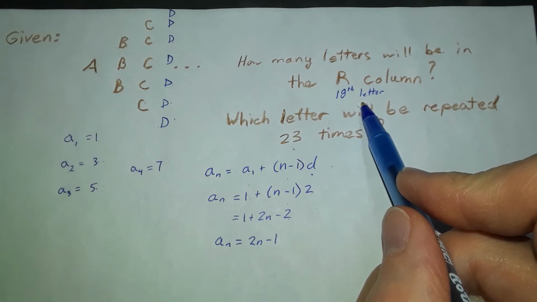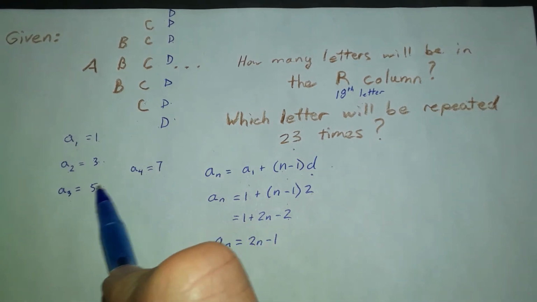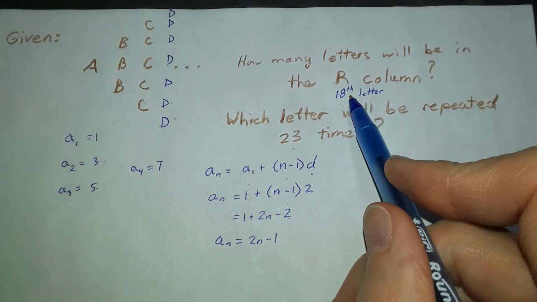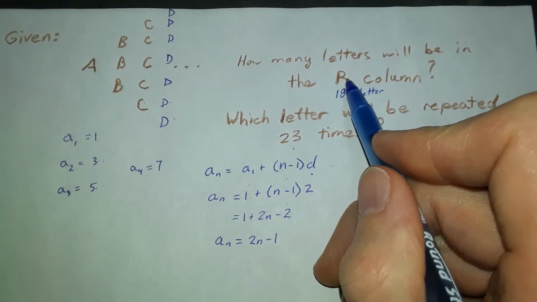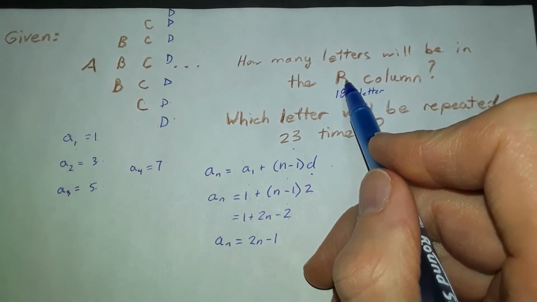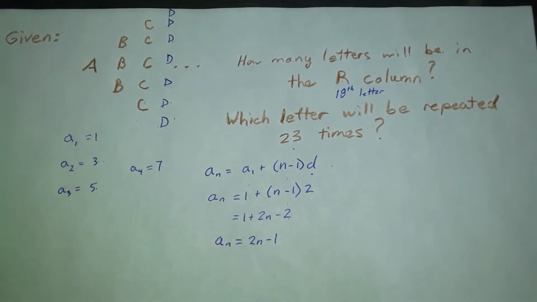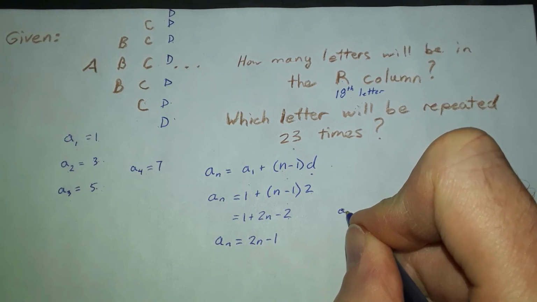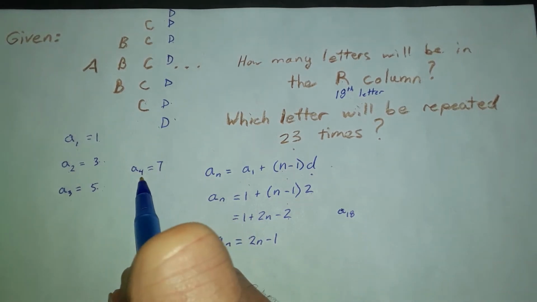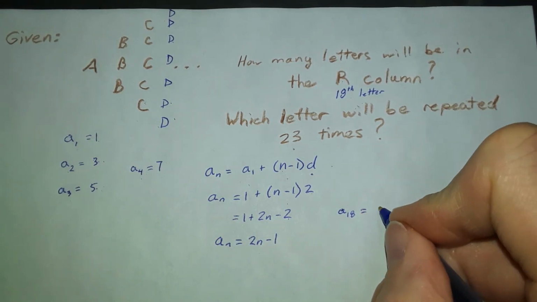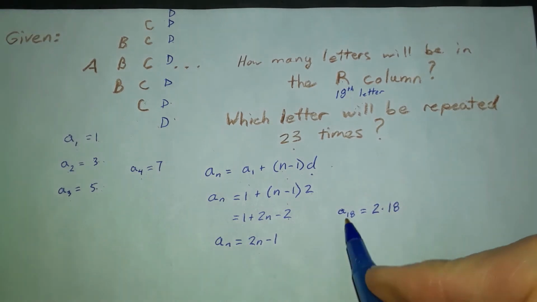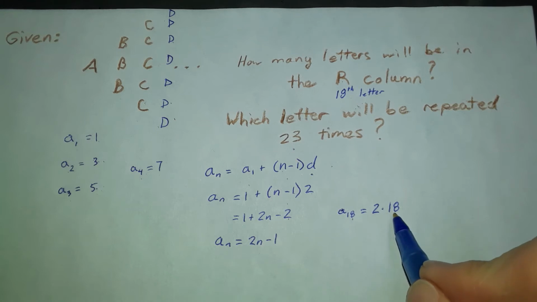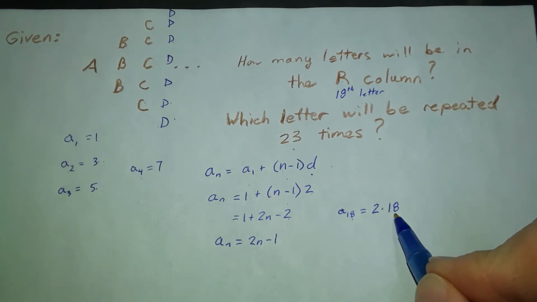At the 18th column, and each of these subscripts represented a column, the 18th column is going to tell me how many repetitions of R I have here when I solve this. So I want A sub 18. I want the 18th column. So I put in the 18 for the n over here also, because I'm replacing n here with 18 to be consistent.